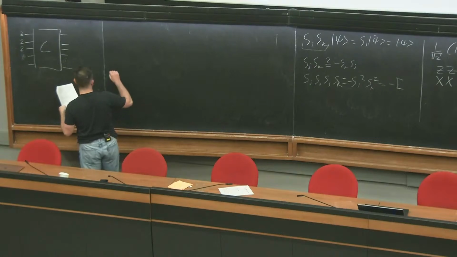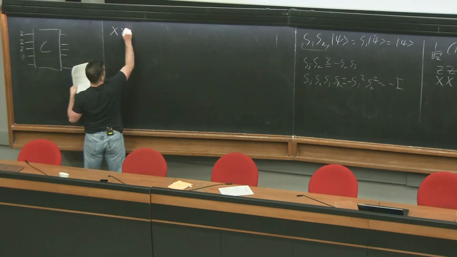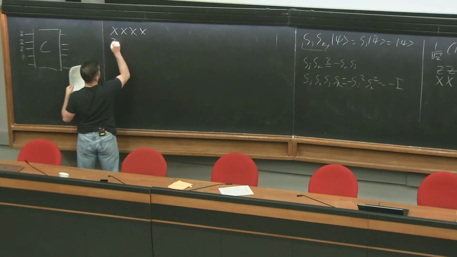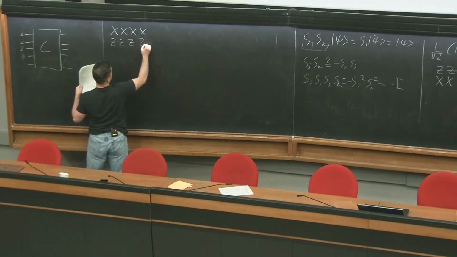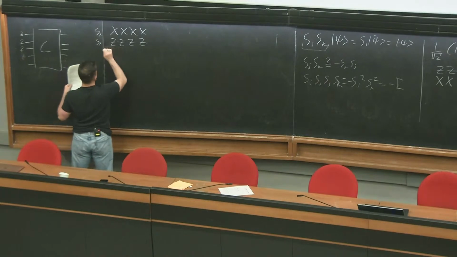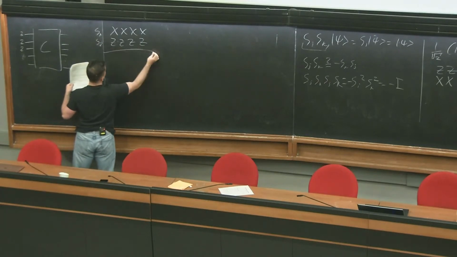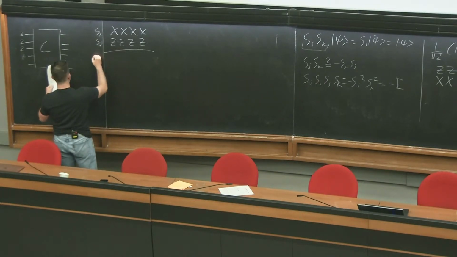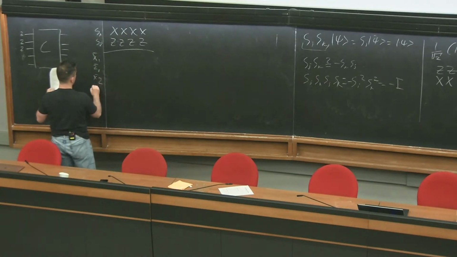So let's talk about one of my favorite codes. We will have two stabilizers, called SX and SZ. And then we'll have some logical operators: X bar, where the bar denotes a logical operator, X bar 2, and Z bar 2.